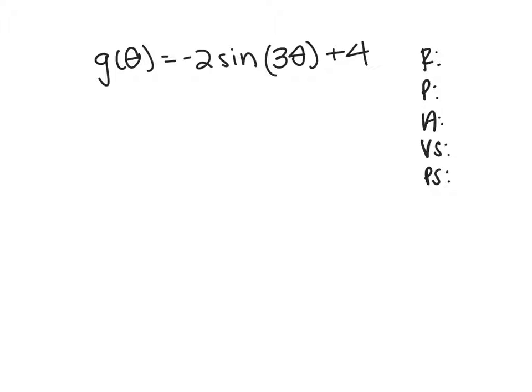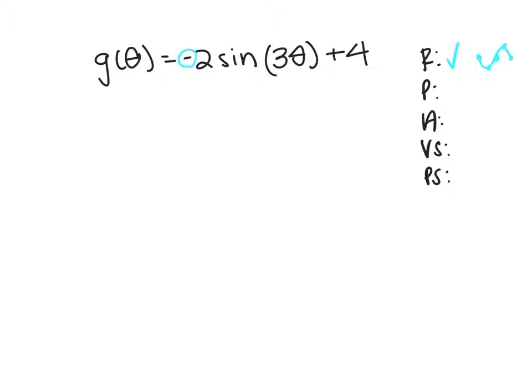So first, reflection. There's a negative being multiplied outside that sine graph. So yes, there's going to be a reflection. And what that means for sine is it still starts in the middle, but this time it'll go down before it goes up. So the reflection just affects the shape.